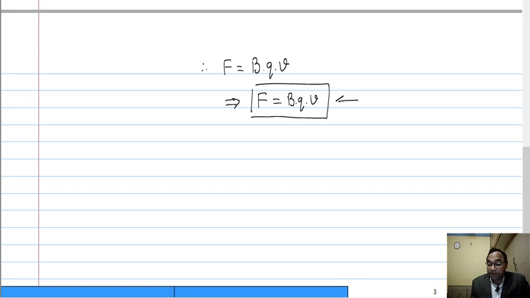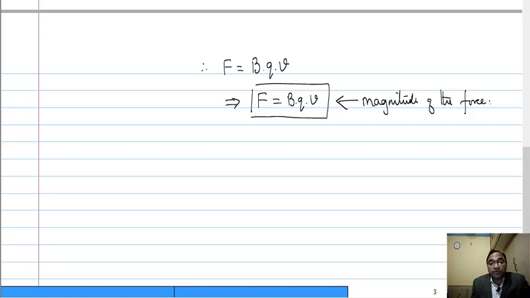Therefore, F is equal to a constant of proportionality B Q V. So this is the maximum force that the charge can experience. Since it is released perpendicular to the magnetic field, F is BQV. Now this gives the magnitude of the force. You can say this is magnetic force because this is the force experienced by a charged particle due to the magnetic field. Now what is the direction?